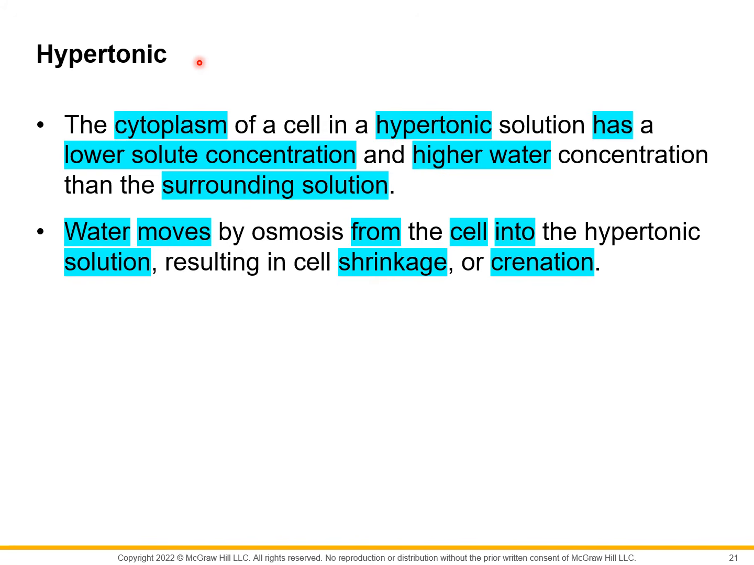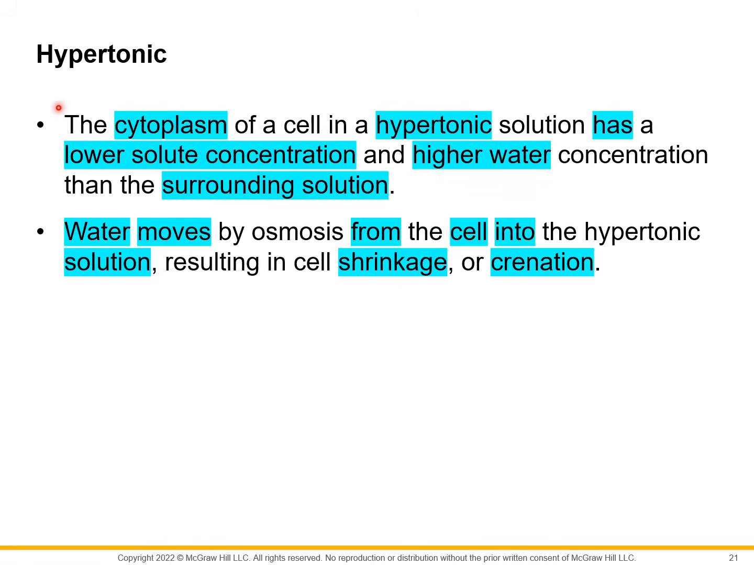Next are hypertonic solutions. Let's look at the statement right here, piece by piece. The cytoplasm of a cell in a hypertonic solution has lower solute concentration. Mas kaunti daw yung particles or yung solutes sa loob ng cell. Mas maraming particles on the outside of the cell or at the environment. And a higher water concentration compared to the surrounding solution. So, mas mataas daw yung water content sa loob ng cell kesa sa labas.